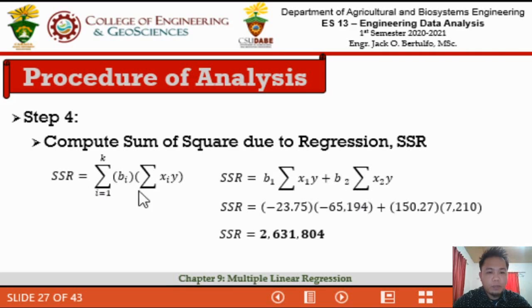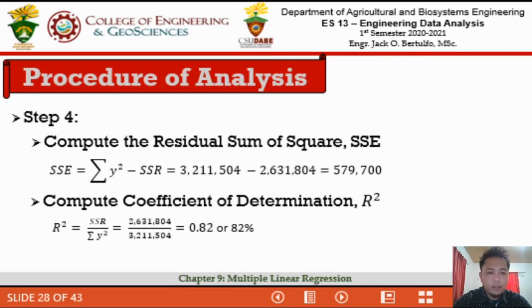By expanding this formula, where we're using 2, we have this formula for SSR for two independent variables. All the values are already solved. Just plug in, then you can calculate that SSR is 2,631,804. Okay? So after that, compute the residual sum of squares. The corrected sum of squares for y is already computed, minus the SSR. Then SSE is 579,700. Then after that, you can now calculate the R squared.